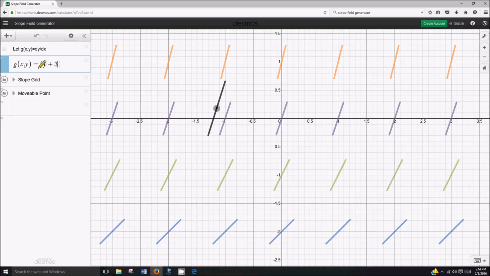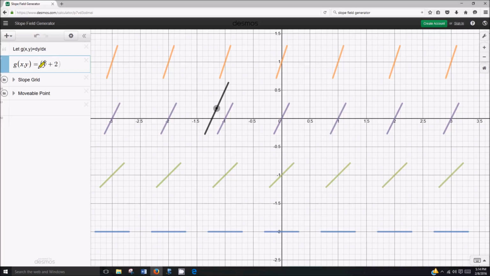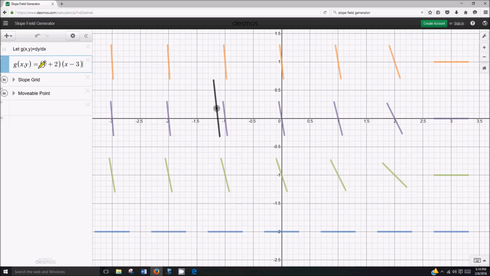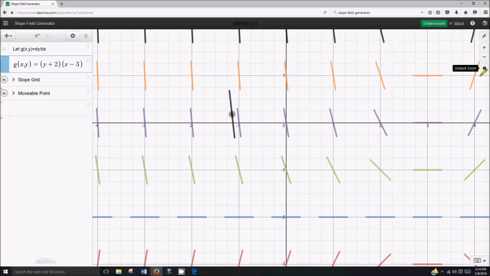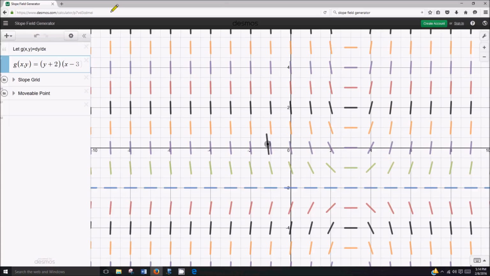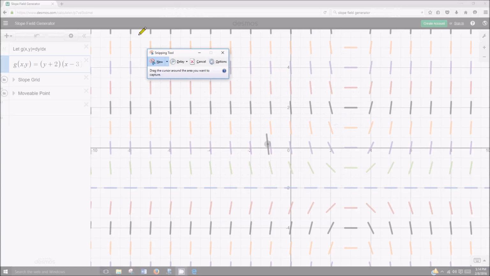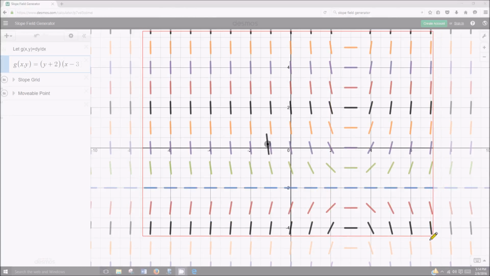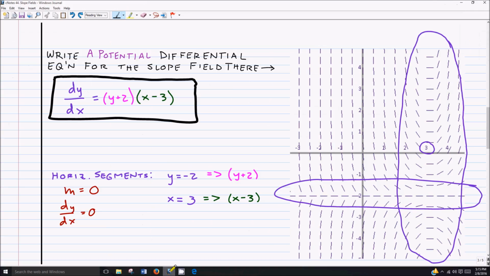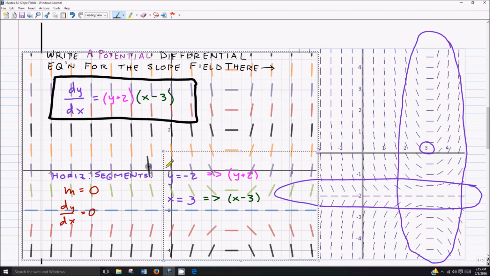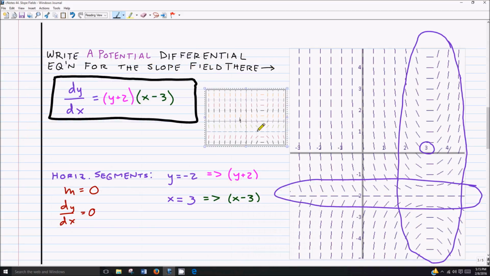Y plus 2, x minus 3. Okay, so of course we're zoomed in here. Let's go back to standard. Okay, now according to our little picture here, this maybe isn't going to be perfect, but let's see what happens here. According to the Desmos slope field generator, a wonderful tool, our slope field should look a little bit like this.